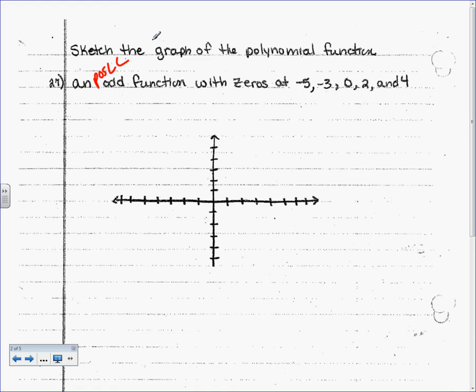X-intercept, right? So we have an x-intercept at -5. We have one at -3, 0, 2, and 4. This graph is going to cross the x-axis at those places. Do you understand that? Okay. If it's a positive odd, odd means opposite, right? And then if it's positive odd, the right side's going to go up and the left side's going to go down. Are you with me so far?